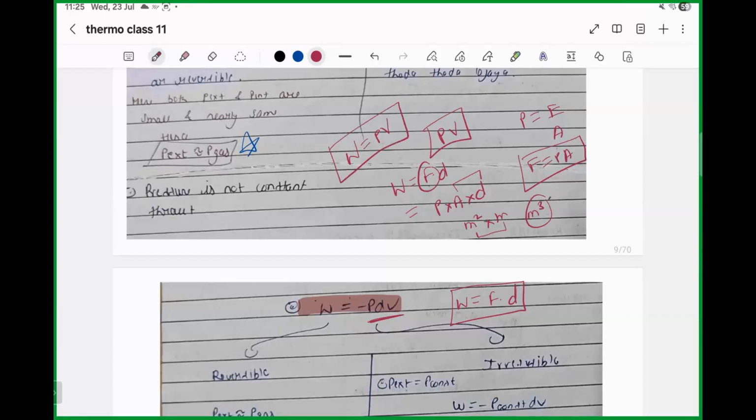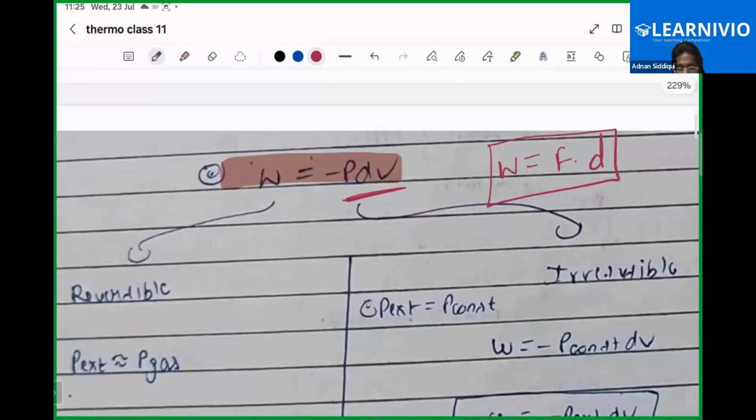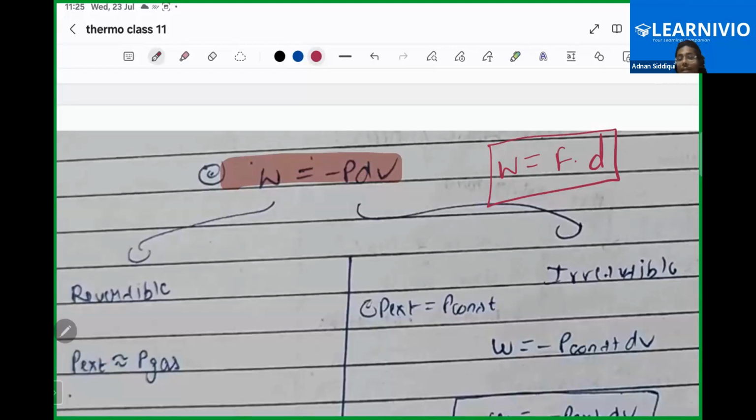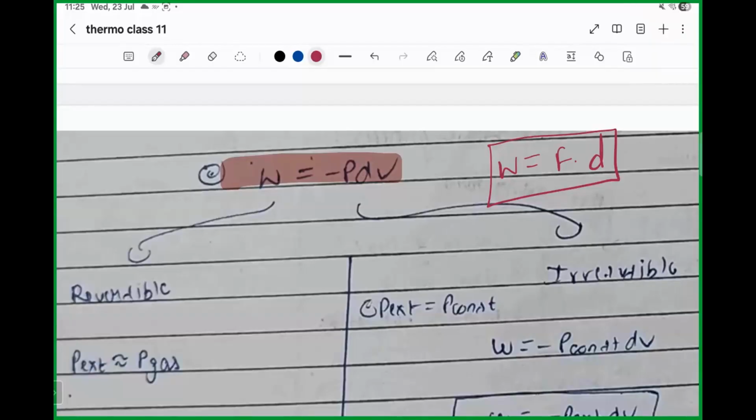I understood. But if you are using this delta, what does it mean? This means a small amount of change in volume. So basically, you are trying to measure the small amount of change in volume while you are exerting some pressure onto it. Is it making sense?